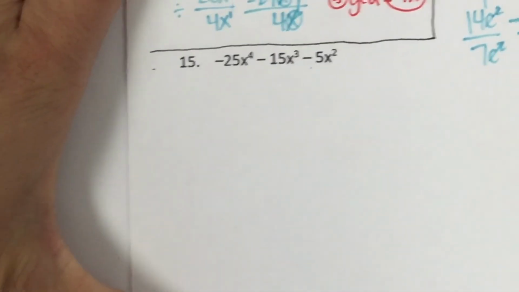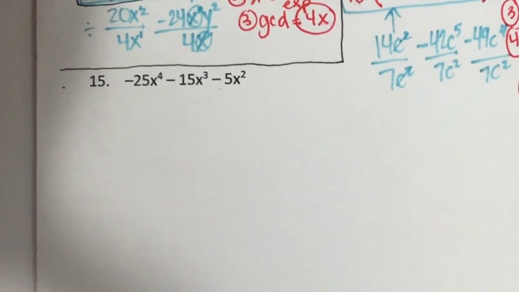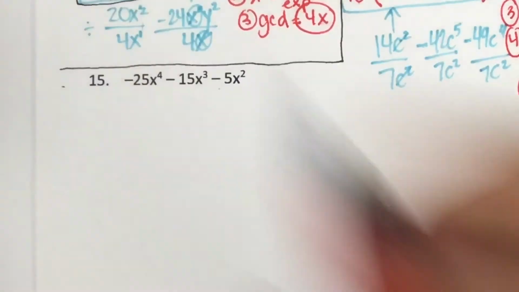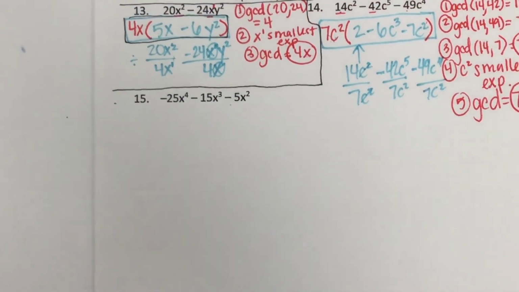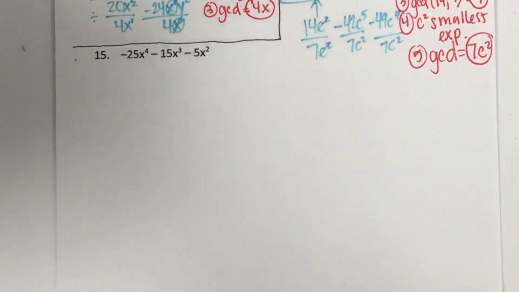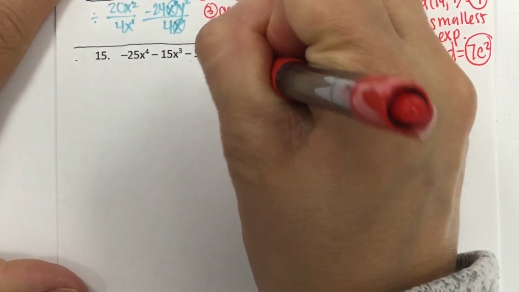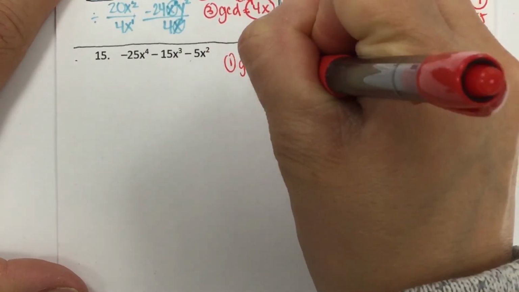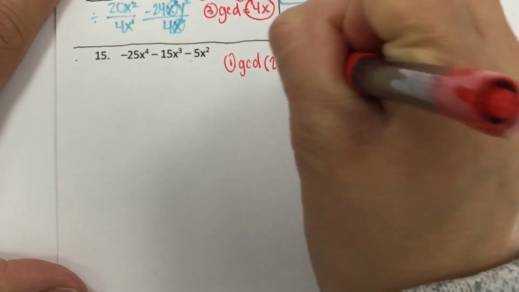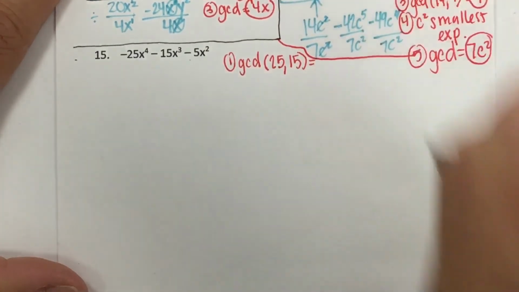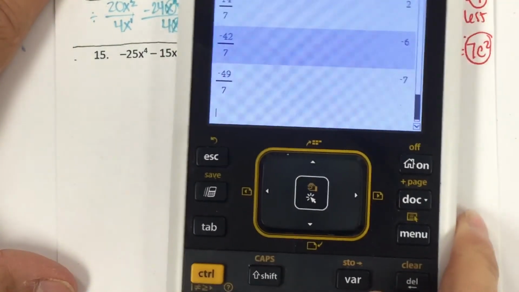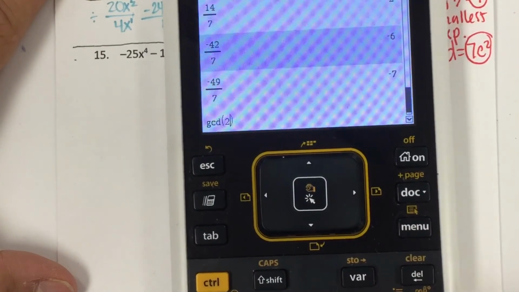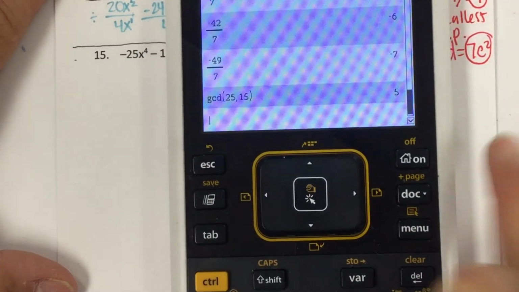Last, we're going to look at number 15. Number 15 is one with 3 terms again. So we're going to find the GCD of the first 2. So find the GCD of 25 and 15. So you do menu to 5, 25, comma, 15. You get 5.